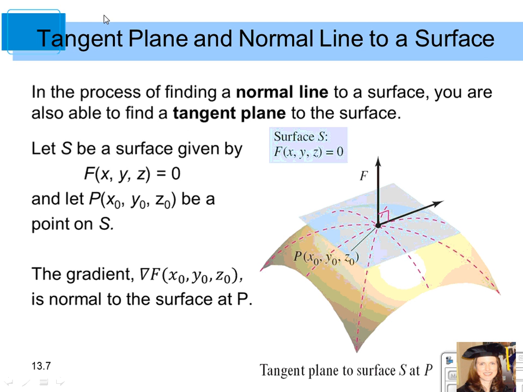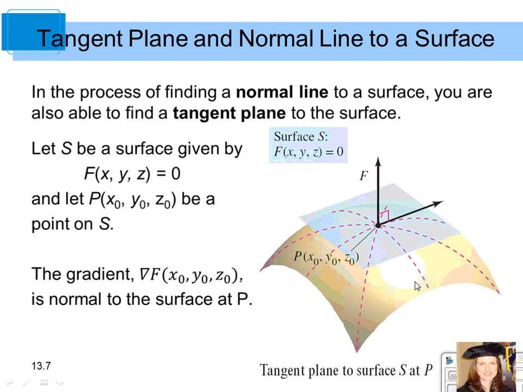To find the tangent plane, a normal line to a surface, let's look at the following slide. In the process of finding the normal line to a surface, you are also able to find the tangent plane. Now to find the equation of a line, you need a point, P, and you need a parallel vector. And if you want to find the equation of a tangent plane, you need a point and a normal vector. So you can see the relationship between these two. If you can find one, you can find the other.